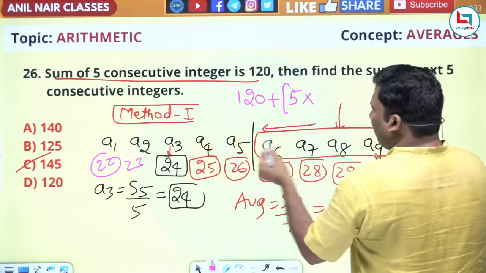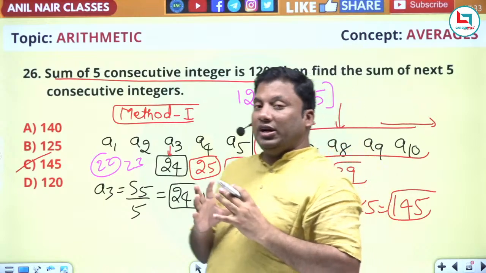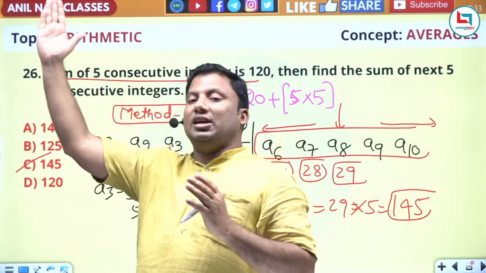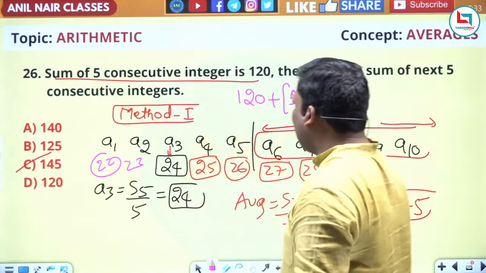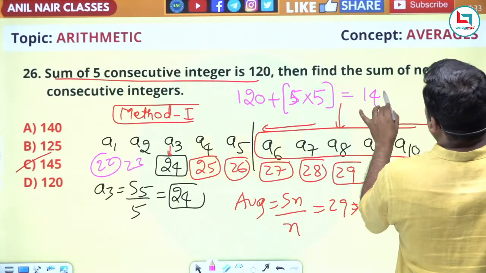Every time a new number is added, there is an increase of 5. Already existing, it is 120. 5 more numbers I added. Each number has a step value increase of 5. So 120 plus 25. Answer is 145.